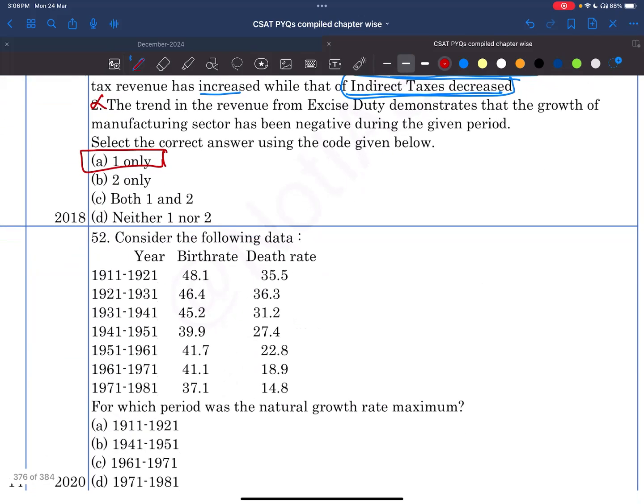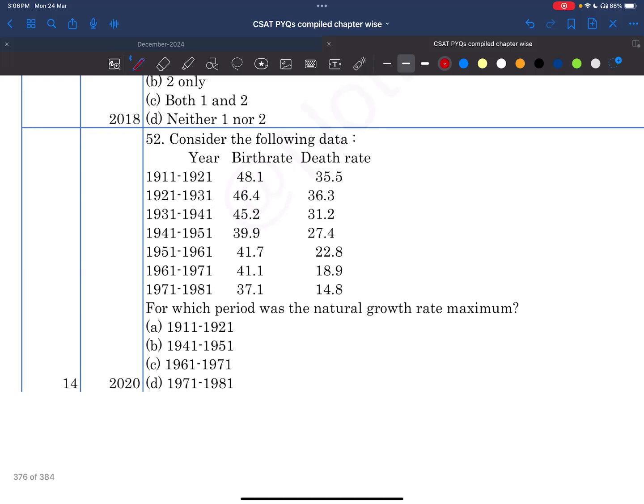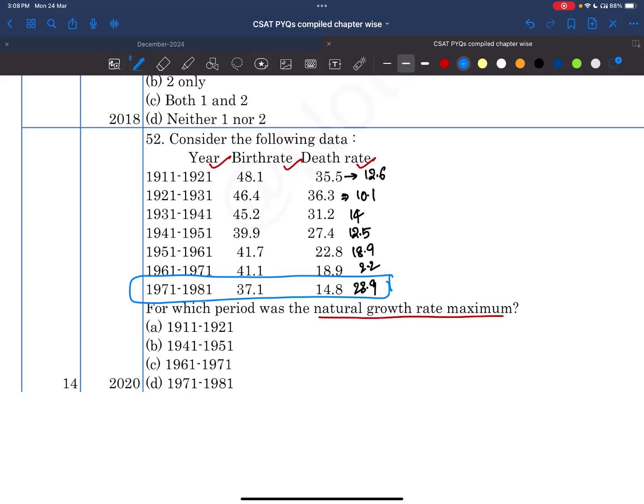Alright. Now, let's see the next question. Consider the following data. This is year and the birth rate are given. Now, what is the question? For which period was the natural growth rate maximum? When will the natural growth rate be maximum? When the difference between birth rate and death rate is maximum, right? Now, let's find the differences. When will it be maximum? The difference between the birth rate and death rate is maximum, right? So where are we getting the maximum value? In this year we are getting the maximum value. Right? The answer is D.